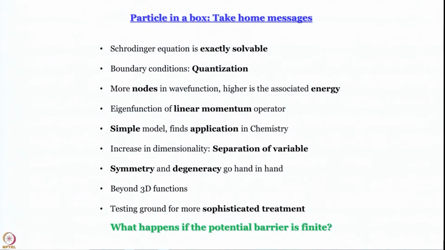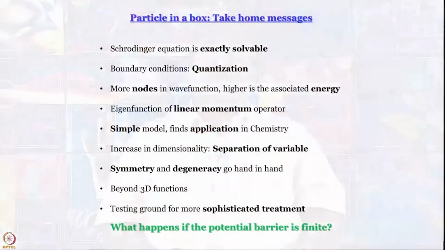Then we have talked a little bit about the eigenfunction of the linear momentum operator. We are going to revise that once again today. And the reason why particle in a box is interesting, and why it is taught in chemistry, is that even though it is so simple, it serves as a very good first approximation for some rather complicated chemical systems, as we have seen already. One more lesson is that when we have more than one dimension, we have to perform separation of variables, like what we have done between spatial and temporal variables earlier. This is again going to come very handy when we talk about, say, the hydrogen atom.